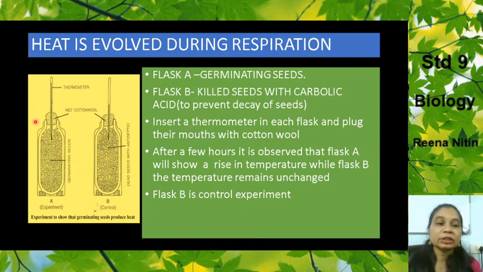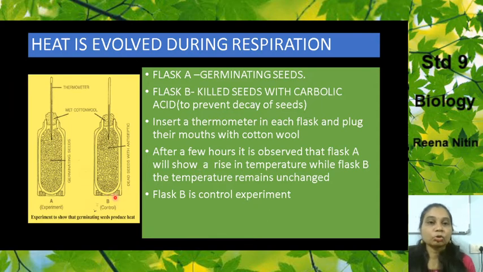Now what you have to do, insert a thermometer in both the setups. As you can see in setup A, the thermometer reading has gone up. And in flask B, the thermometer reading is still down. The mercury level is still down. What does this prove? That the temperature is much higher in flask A than in flask B. So after a few hours, it is observed that flask A shows a rise in temperature while in flask B, the temperature remains unchanged. And we also call this flask B the control experiment.